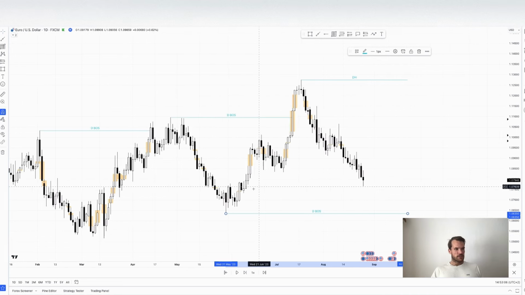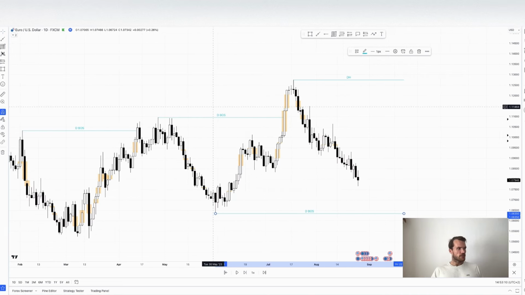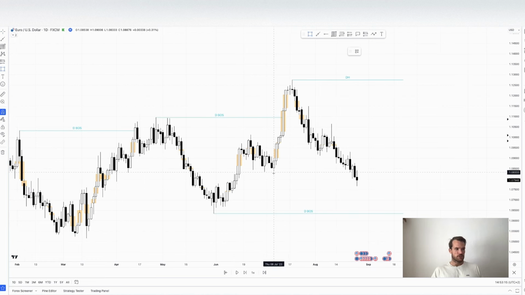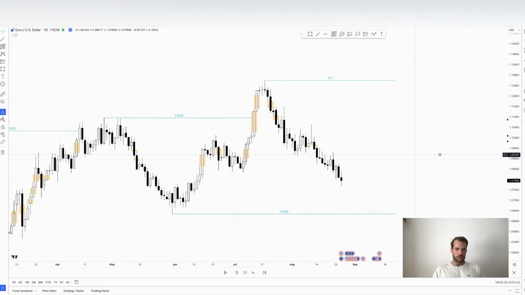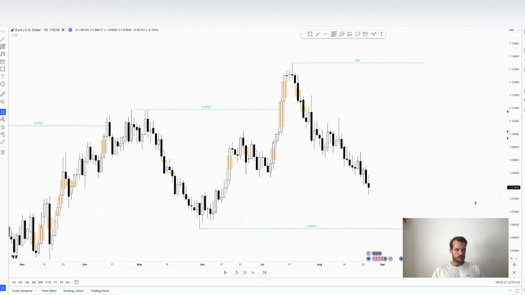I really just take into account the daily structure and the points of interest. So we had this point of interest before that we're watching, but we've since pushed through that easily. So that's just what I'm looking for, points of interest. It's like order blocks. So this is a nice little order block that swept these lows and then pushed up with imbalance, broke some structure.